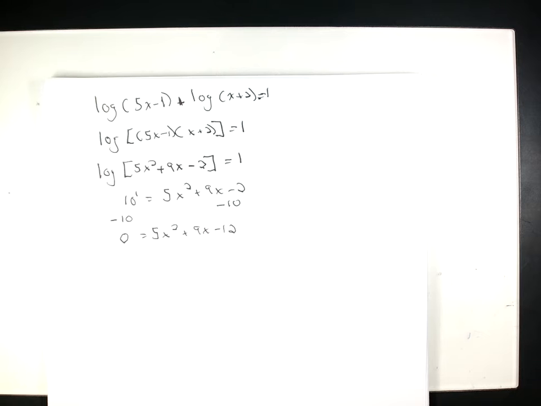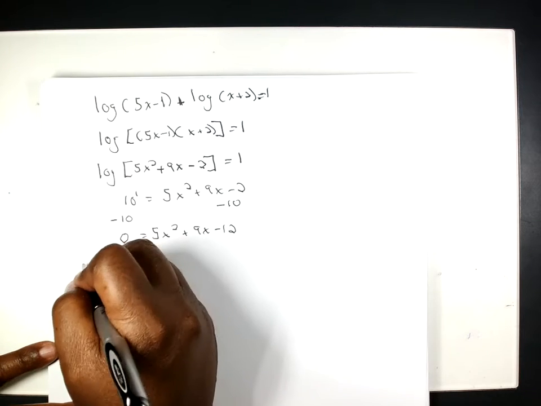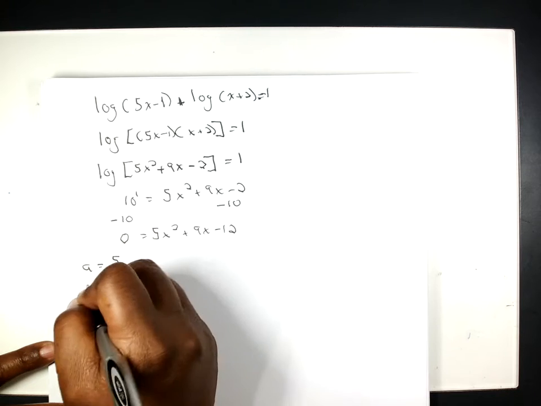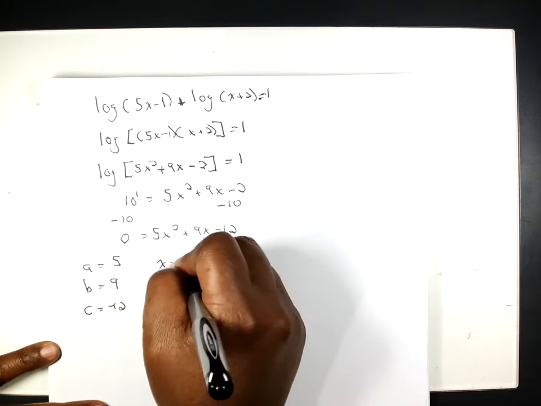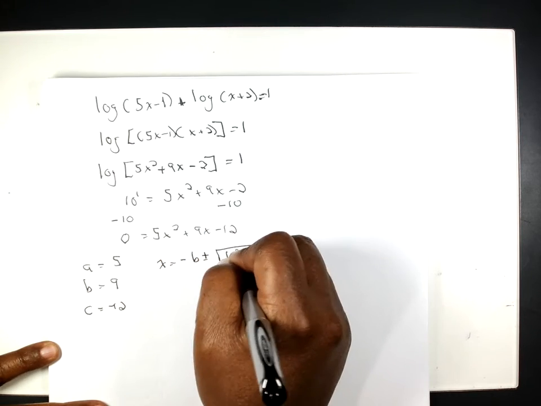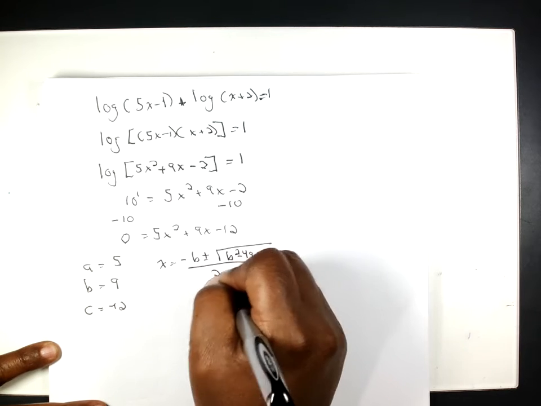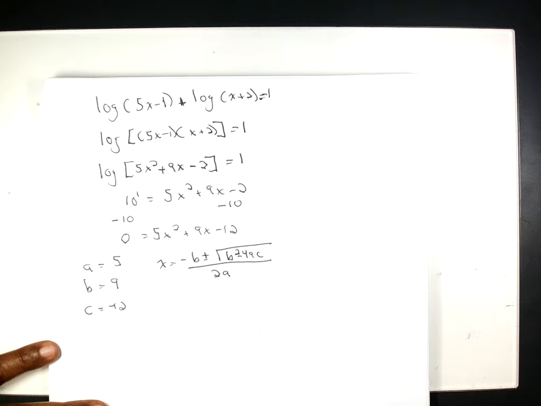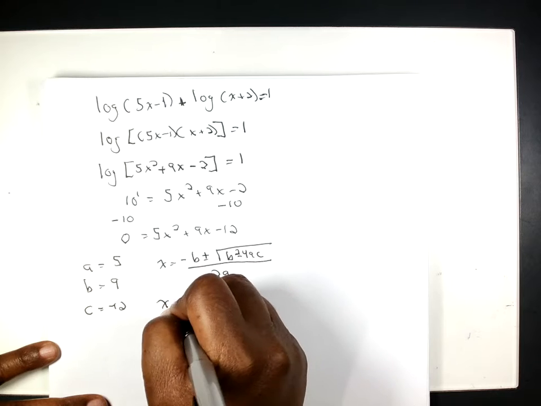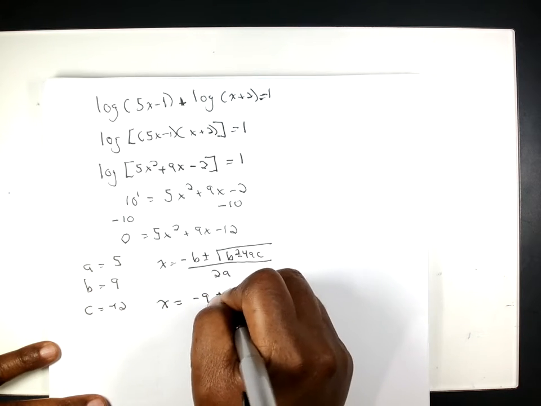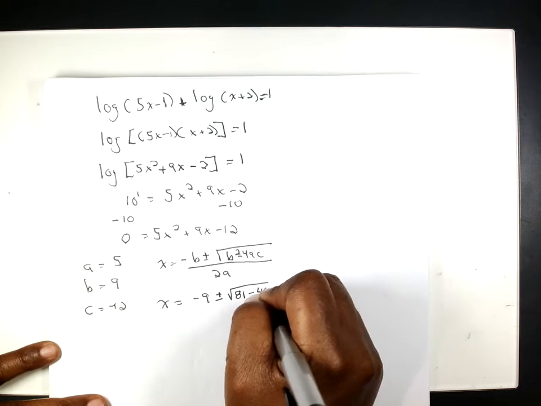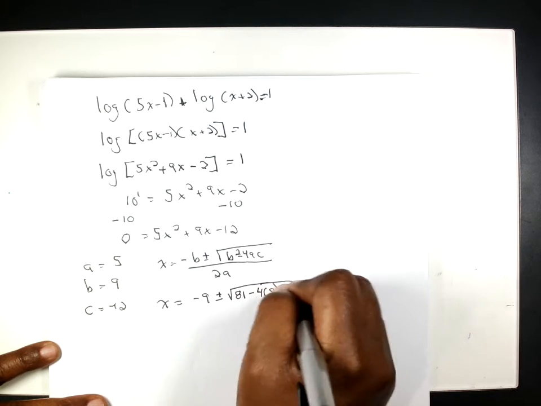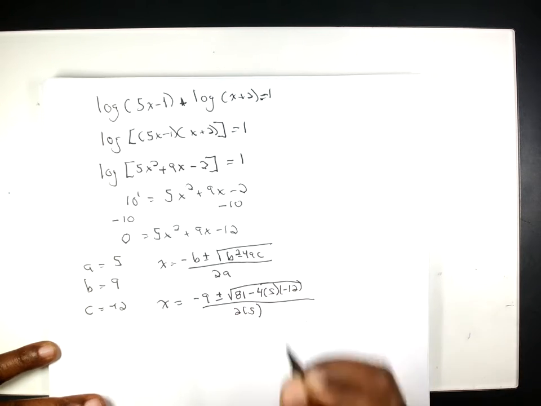So my next step is, this doesn't look like it's going to be factorable, so I'm going to use the quadratic formula. My a is 5, my b is 9, and my c is negative 12. So we have negative b plus or minus the square root of b squared minus 4ac, all over 2a. And I'm just going to plug my a, b, and c in. So negative 9 plus or minus the square root of 9 squared, which is 81, minus 4 times 5 times negative 12, all over 2 times 5.